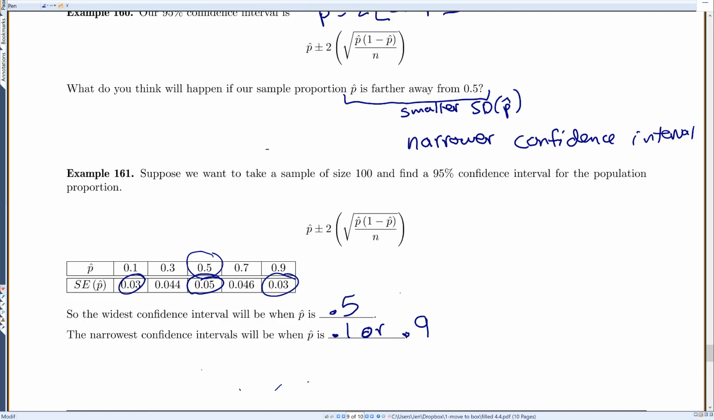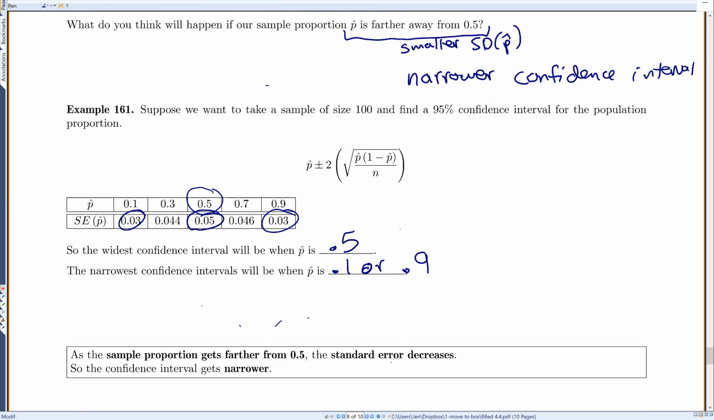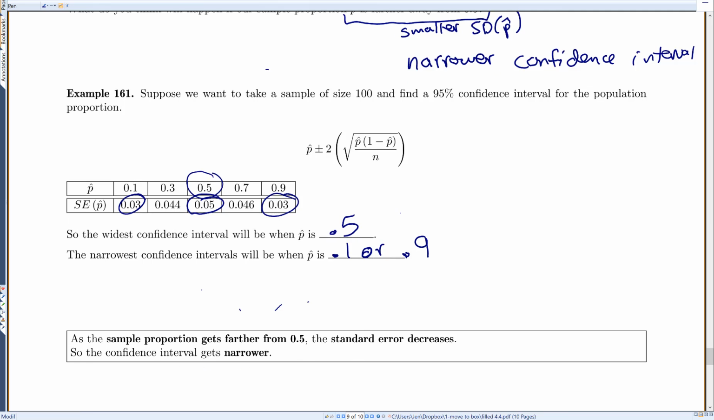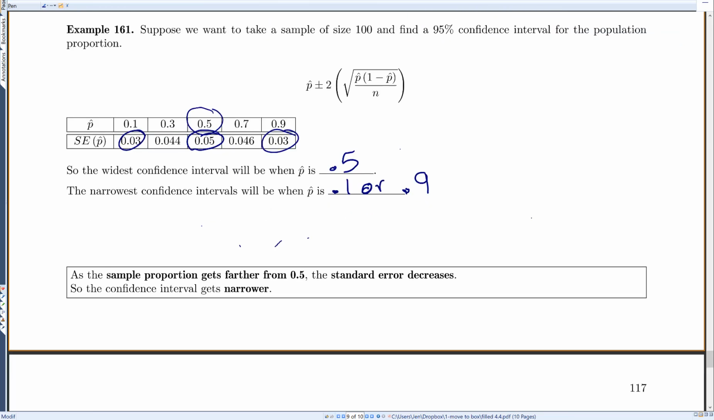Okay. So the closer you are to 0.5, you get wider intervals. The farther you go out in the tails, you get narrower confidence intervals. Okay, so as your sample proportion gets farther from 0.5, the standard error decreases and the confidence interval gets narrower. Again, this one would be really weird to try and memorize, it's like one more thing to memorize. You can just put your data into the applet, find the confidence intervals, and answer the question.